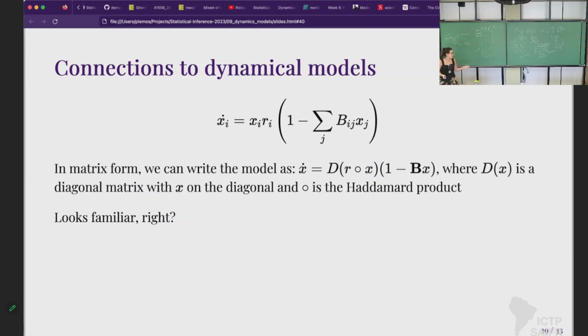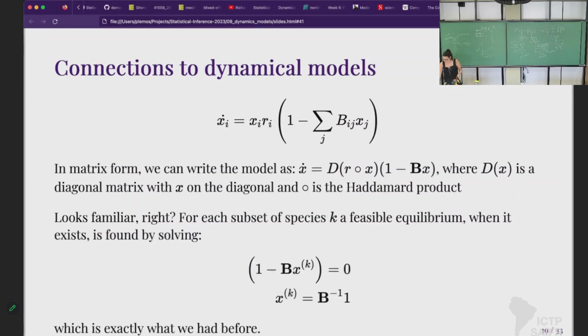And this looks familiar to what we had before, right? For each subset of species, like we had before, we can have the full matrix. And for each subset of the species, we can find our predictions by just taking the inverse of this matrix. So this is how we can connect these two things. This is basically what we had before, but coming from Lotka-Volterra. So this is how these things are bridged together.